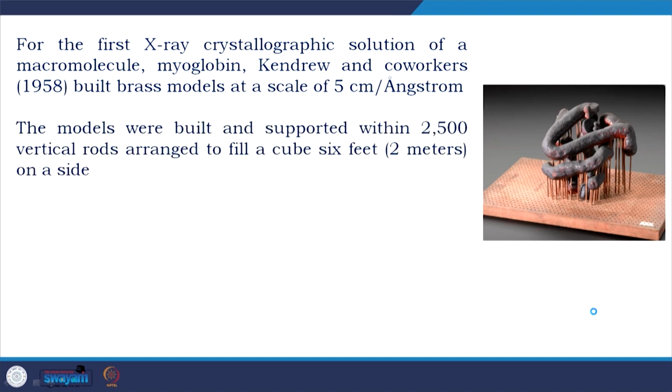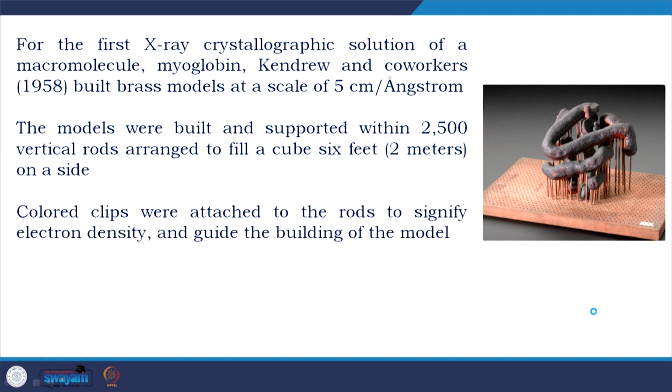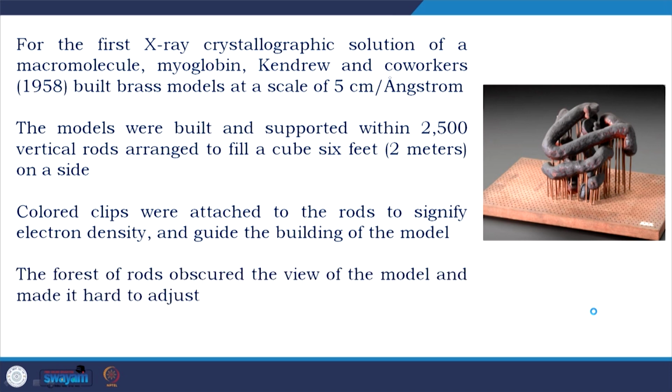The models were built and supported within 2500 vertical rods arranged to fill a cube 6 feet, that means 2 meter, on a side. The colored clips were attached to the rods to signify electron density and guide the building of the model. The forest of rods obscured the view of the model and made it hard to adjust.